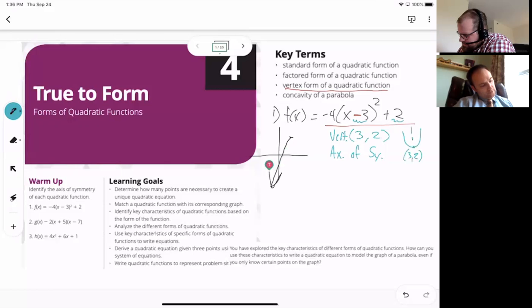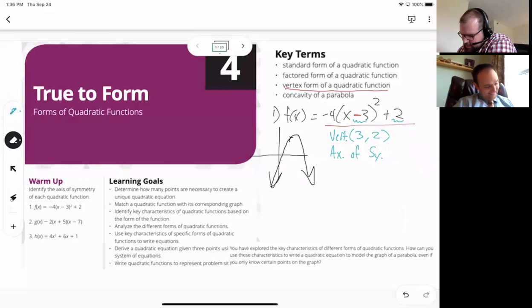Except Mr. Butterworth drew it correctly because it's supposed to be facing down. Oh, that's totally true. I was trying to help you out and draw the picture. Well, I appreciate you. I will use your picture.